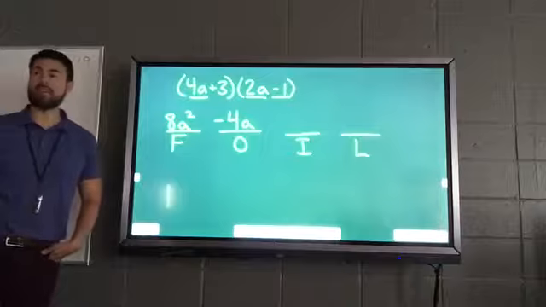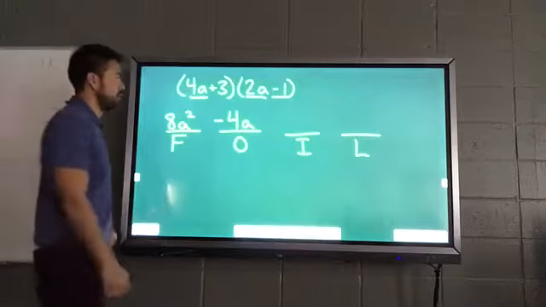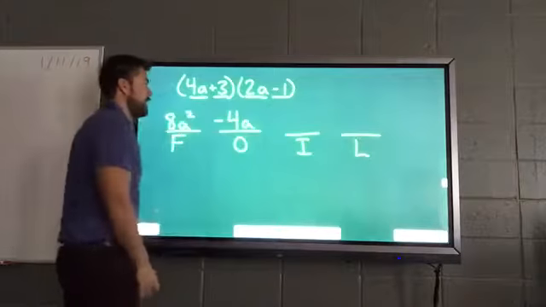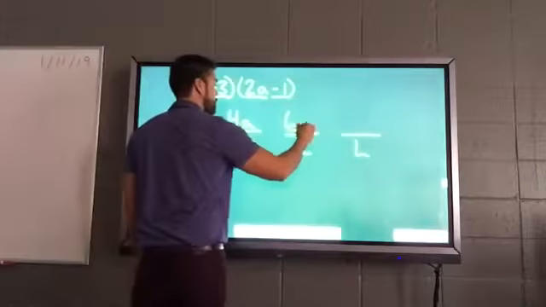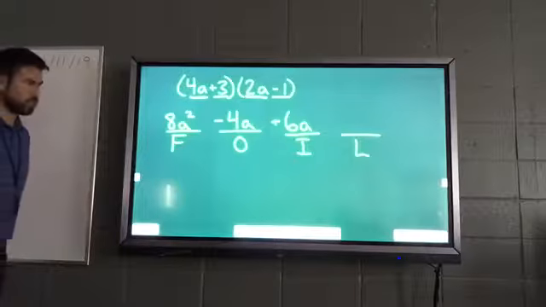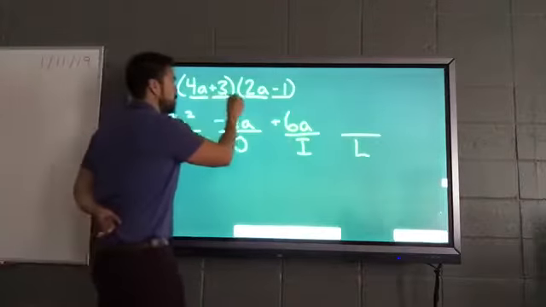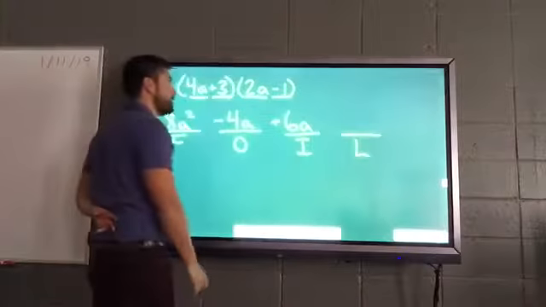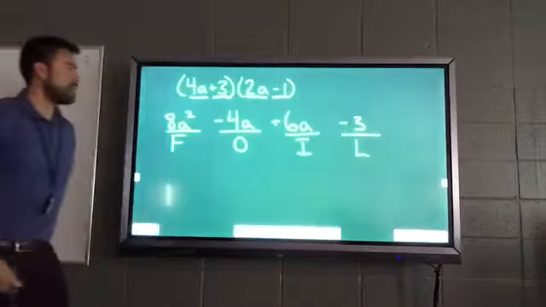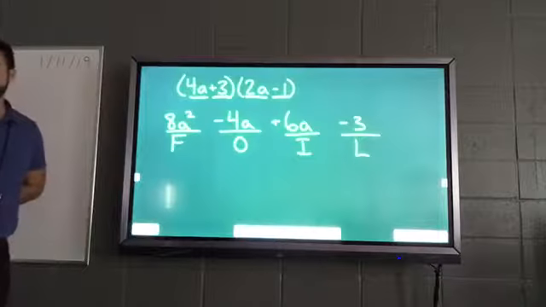Parker, what are the inner terms? The inner terms are 3 and 2a, which gives me 6a, positive 6a. Okay, great. And then Callie, what are the last terms? 3 and negative 1. And what's 3 times negative 1? Negative 3. Okay. Are there any like terms?